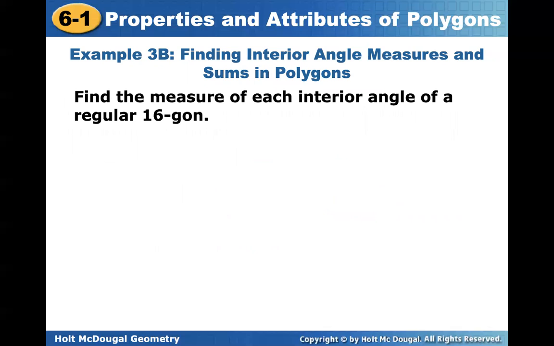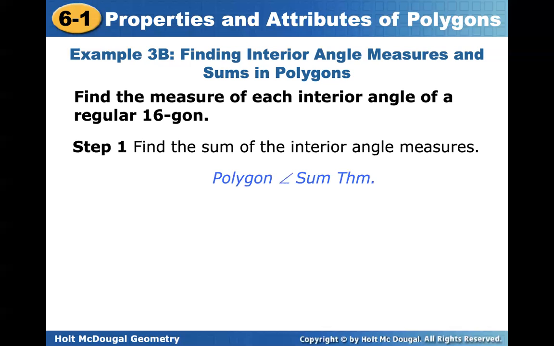3B, find the measure of each interior angle of a regular 16-gon. So now we have to figure out how many degrees are in a 16-gon, and then we have 16 interior angles. So we have to divide whatever number we get by 16 to get each interior angle. They're all the same because of the word regular. It's equiangular, so all the angles are the same.